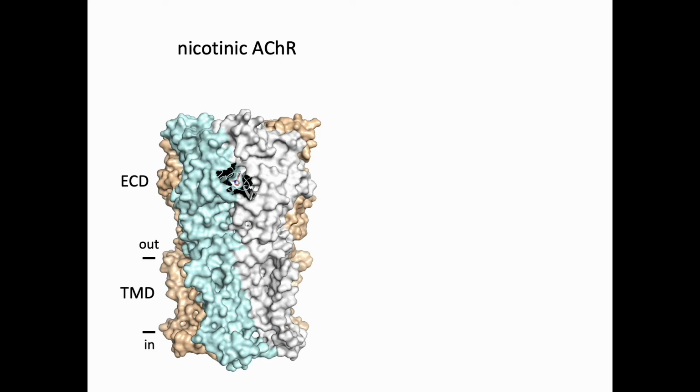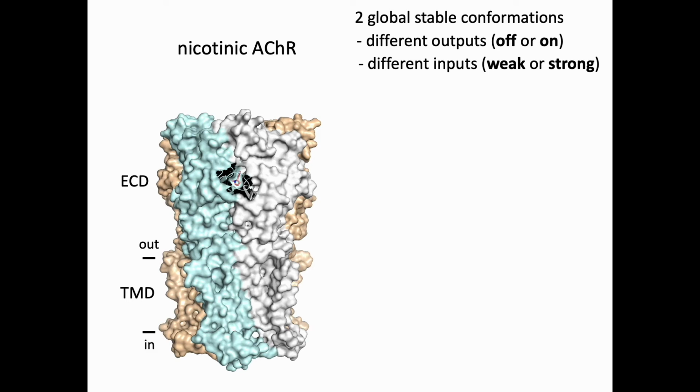Now, nicotinic acetylcholine receptors are allosteric proteins, which means they have 2 global stable conformations that each have a different output and a different input. The different outputs are off and on, and different inputs are weak or strong. Since they are ion channels, off and on refer to whether the pore can conduct ions: shut or open, closed or open. And since they are receptors, the different inputs refer to the binding affinities of the ligand, weak being low affinity and strong being high affinity.